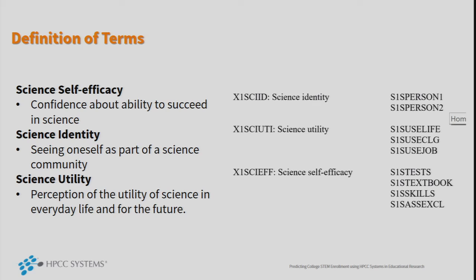Now, apart from these variables, we also have math self-efficacy, math identity, and math utility. However, for this presentation, I'll only be showing the association between these three variables. And my prediction is that when we look at the association, we might be able to come up with interesting insights by comparing those associations based on students' consideration to enroll in STEM.